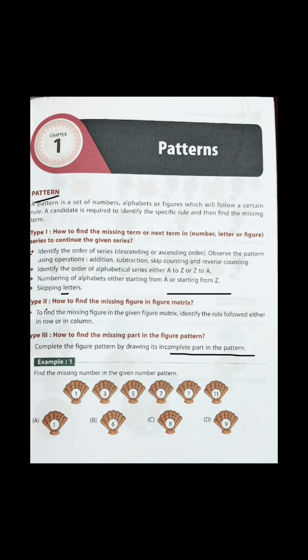Here it's written find the missing number in the given number pattern. Here you can see the first number is 1, the next number is 3, then 5, then 7, and the last one is 11. So, we have to find this missing number. For finding that, we are going to see what is the term to term rule used over here.